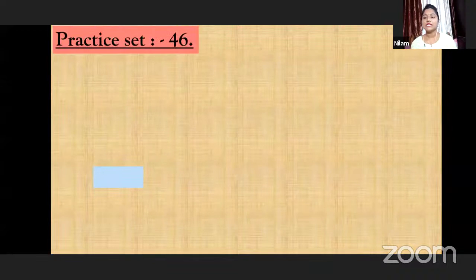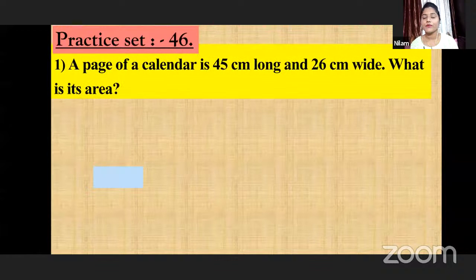Yes, Miss. Okay, good. Let us see the sums which are given in the next practice set. So today we will be solving the sums of practice set 46. So let us read the first question and try to understand what is given in the question and what we have to find out. See the first question. I am reading, children. Carefully listen. A page of a calendar is 45 centimeter long and 26 centimeter wide. What is its area? So what is given in the question?